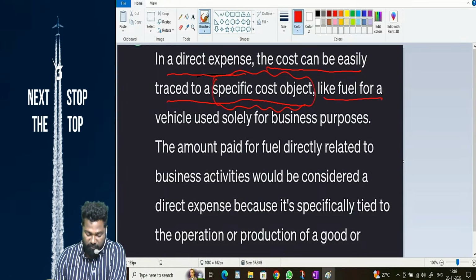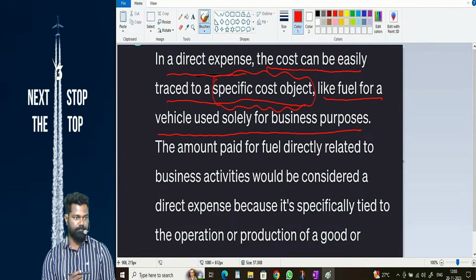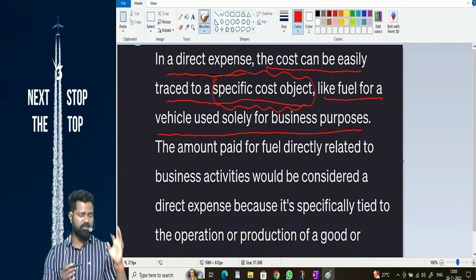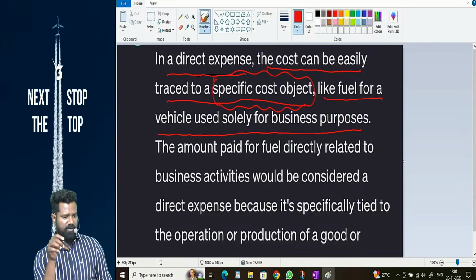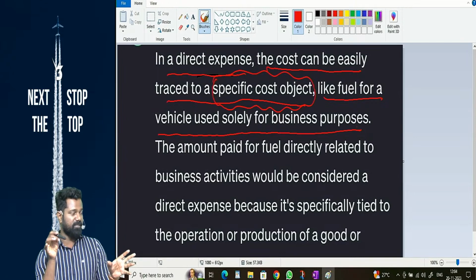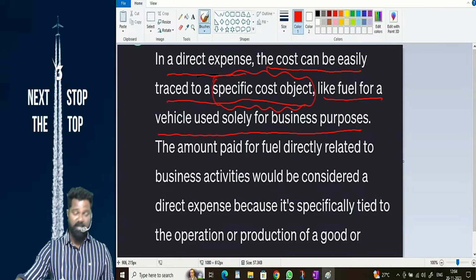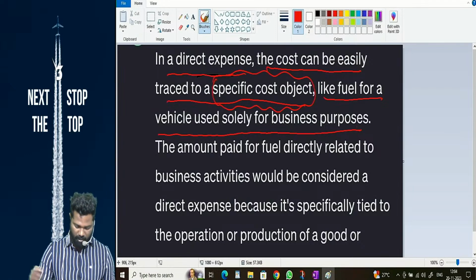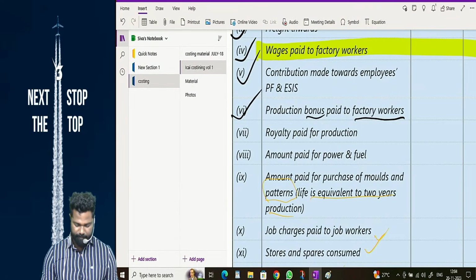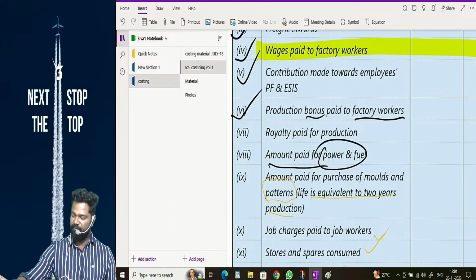Like fuel for a vehicle used solely for business purpose. Many people get confused here. Why? Because the question does not provide much information, so with the limited information you have to make your assumptions. Just now I told you, if the information is very less, then you have to use your mind. He clearly said: power and fuel, amount paid for power and fuel.